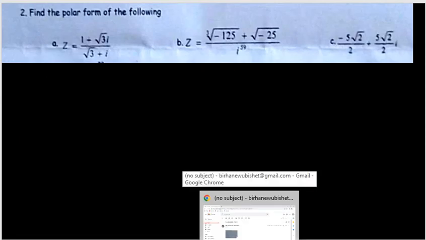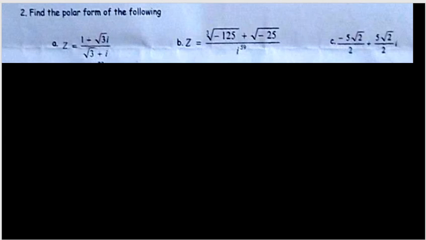Next question, find the polar form, it says. First, what's A? The first one, z is equal to 1 plus square root of 3i, the whole over square root of 3 plus i. So we can find the r and the theta of the upper and the lower part, and then we are going to write each of them in polar form, and then we'll simplify.